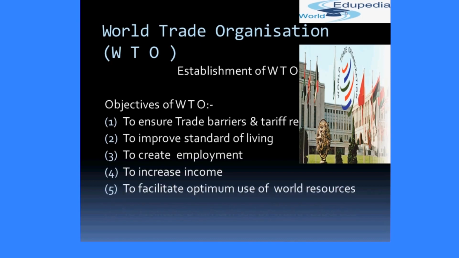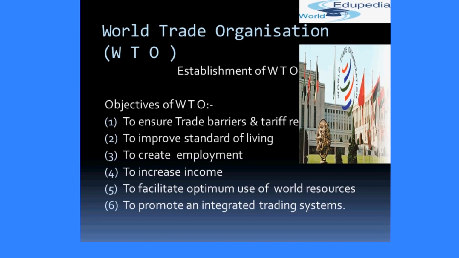Another objective is to facilitate optimum use of world resources. There are so many countries, as we have said earlier, 159 members. Every country has resources available with them, and trade between the countries helps them to facilitate optimum use. So a main objective of WTO is to facilitate optimum use of world resources amongst the countries. Another objective is to promote an integrated, more viable and durable trading system.